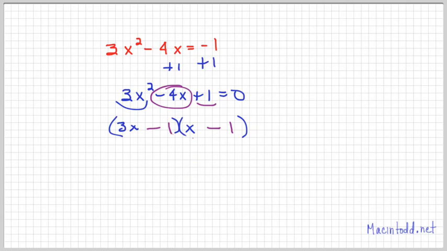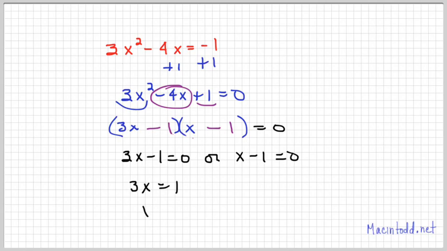Okay, don't forget this whole thing equals 0. And so zero product property says 3x minus 1 is 0, or x minus 1 is 0. Solve this one. X is a third. Now solve this one. X is 1. So x is either 1/3 or 1. And that's how you solve quadratic equations by factoring.